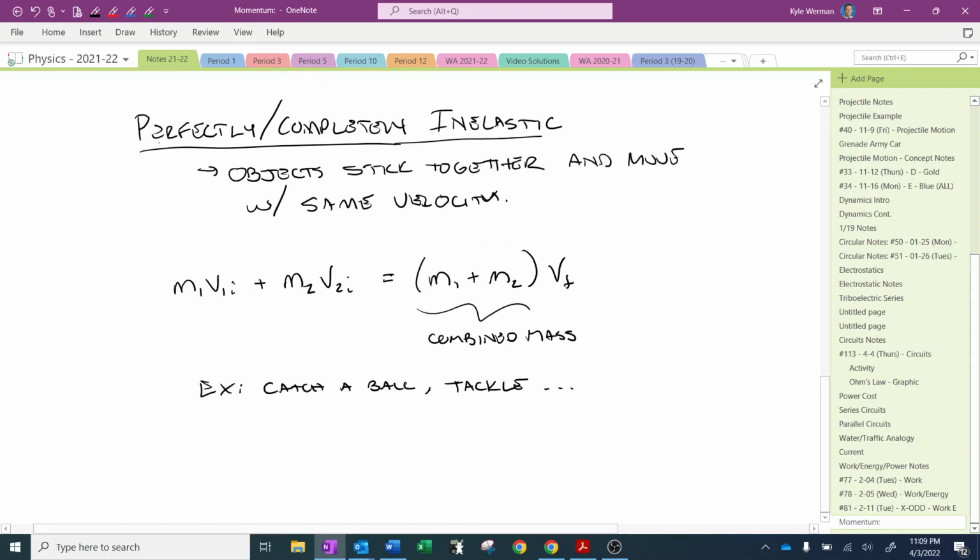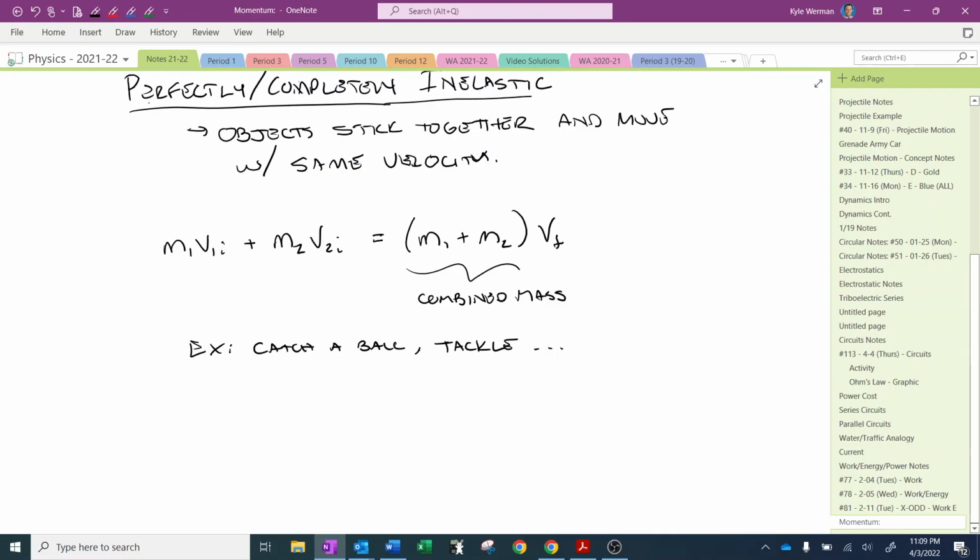You even have some scenarios where objects start together and then they finish apart. Maybe the non-scientific way to describe this, but a very visual way, would be to call this an explosion, where we have a completely inelastic collision in reverse.